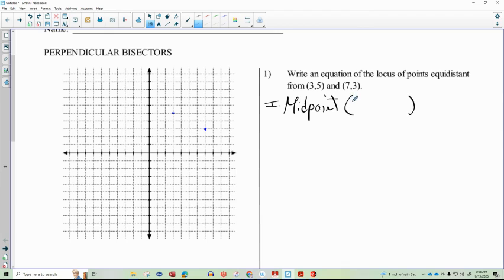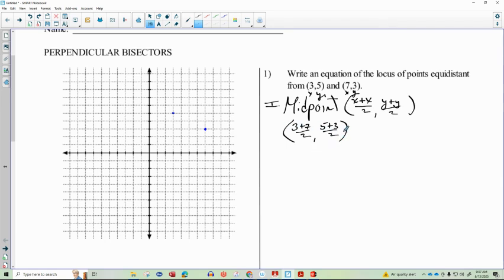The formula for the midpoint is x plus x of those 2 points divided by 2, and y plus y divided by 2, remembering which is the x and which is the y. So I'm going to take the 2 x's, which are 3 and 7, add them and divide by 2. And I'm going to take the 2 y's, which are 5 and 3, add them and divide by 2.